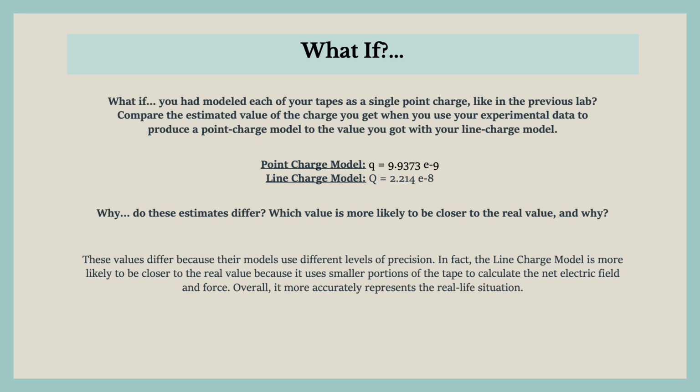Which value is more likely to be closer to the real value and why? I said that these values differ because their models use different levels of precision. The line charge model is more likely to be closer to the real value because it uses smaller portions of the tape to calculate the net electric field and force. Overall, it more accurately represents the real life situation than the point charge model.